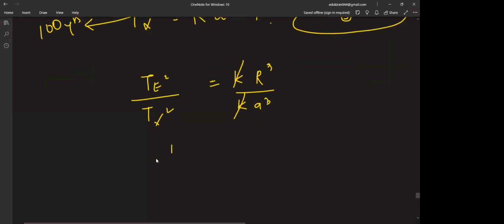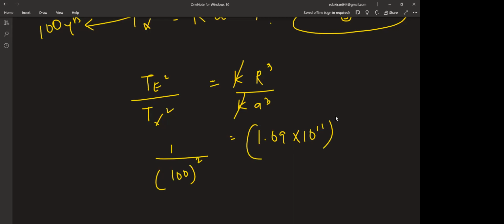Now put in the values. Earth time period is 1 year. This is 100 years. Years unit will be cancelled. Same units are there, so we need not change. 100 square. R cube, 1.09 into 10 to the power 11 whole cube. From here, you have to find out a cube. Let me know what your answer is coming. This is how you have to solve.